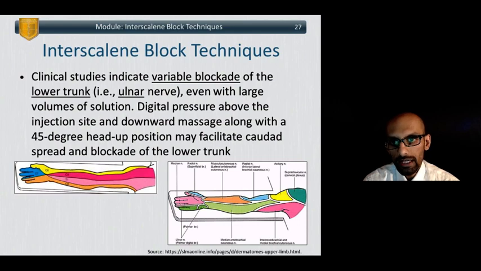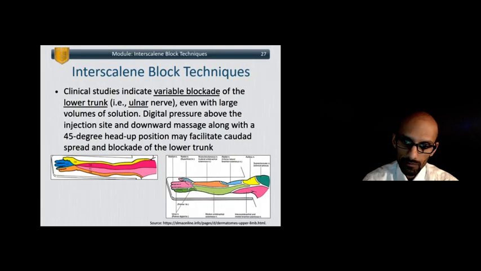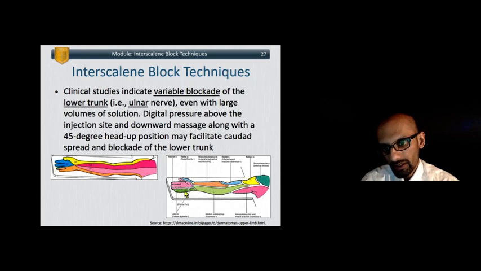So overall, you get variable blockade of the lower trunk, that is the ulnar nerve as we described, even with larger volumes of injection. Digital pressure above the injection site and downward massage may facilitate caudad spread and blockade of the lower trunk, but it's not a fully reliable way to do that. You may have to reinstitute the block. And as I mentioned earlier, it's the medial aspect of the upper extremity that gets missed if you miss the ulnar nerve. As you can see, that does correspond to C8 and T1.